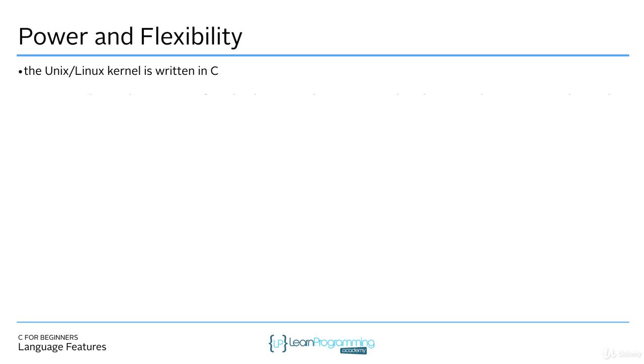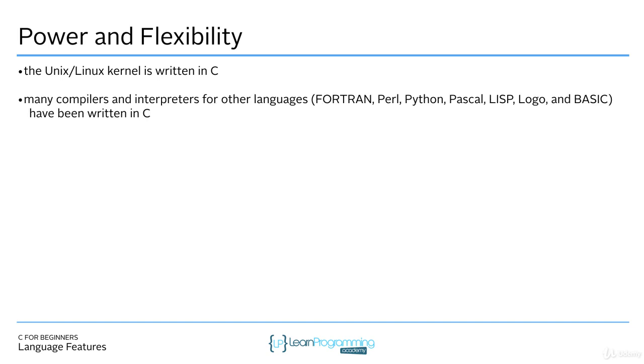So it typically contains interfaces to the hardware. The kernel manages memory. It does all sorts of different things. And that is all written in C. So that can tell you the powerful aspect of the language. If the kernel of an operating system is written in that language, the language is powerful.